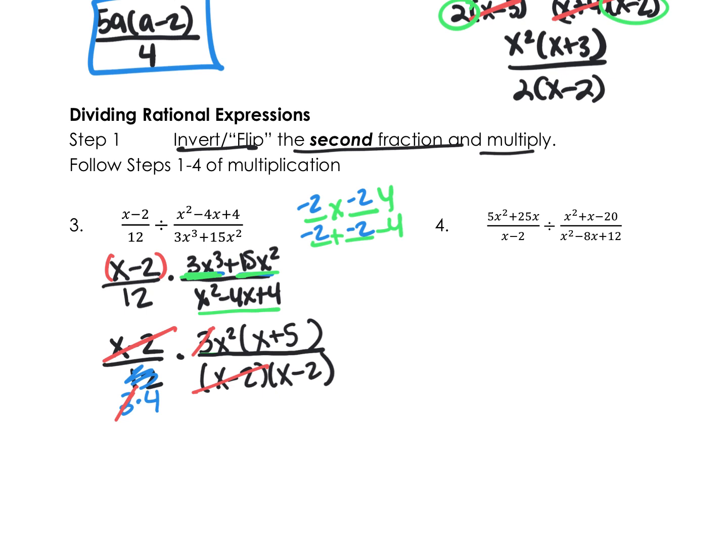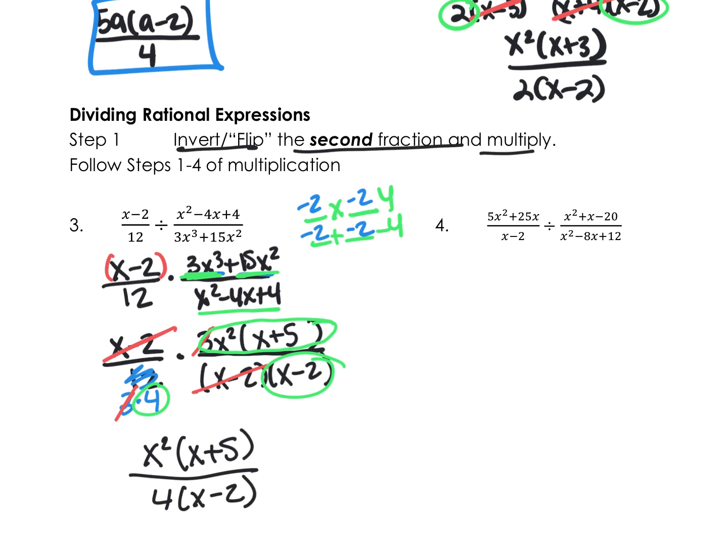And then since we're multiplying, we just take anything that's left in the top and put it together. So up here we have x squared times x plus 5. And then the bottom, we have a 4 over here, and then we just multiply everything in the bottom together. And so then x minus 2. So 4 times x minus 2. So everything in the bottom goes together and everything in the top goes together. And that's your answer.